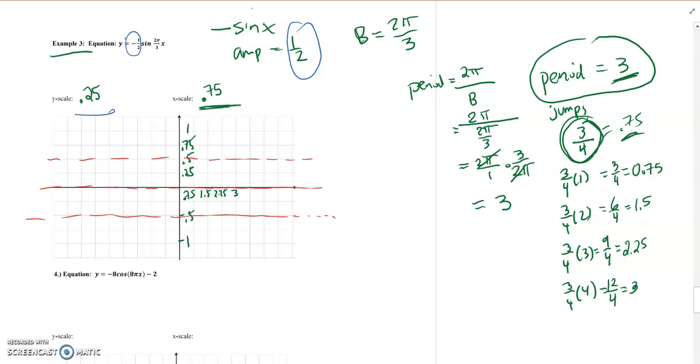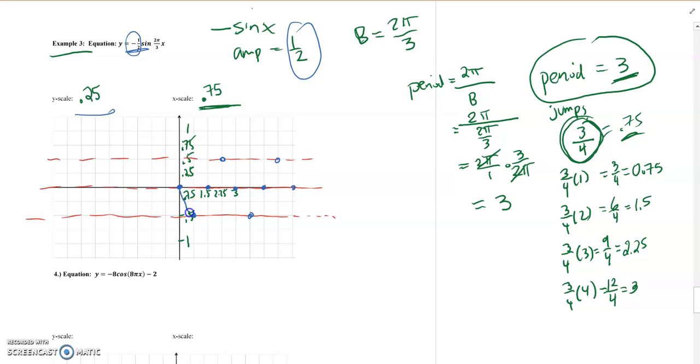A negative sine graph still starts at the middle like a regular sine graph, but regular sine graphs start and go up to the maximum first. A negative sine graph starts at the middle, but then goes down to the minimum. So middle, minimum, middle, maximum, middle, minimum, middle, maximum, middle.